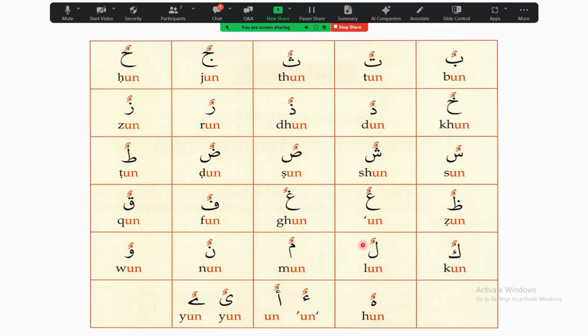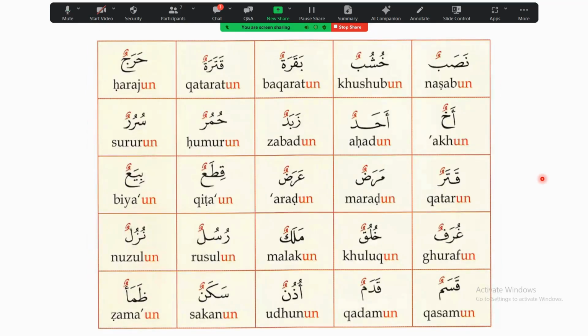So yes, these were all the examples of the letters with the tanween of dhammatain. Let's see the examples, the exercise as well. Okay, so the first row is naswabun. In this, the swad letter is a heavy one. Naswabun. At the end, you will see a tanween on the letter ba, so we say bun. Naswabun, khushubun, khushubun.